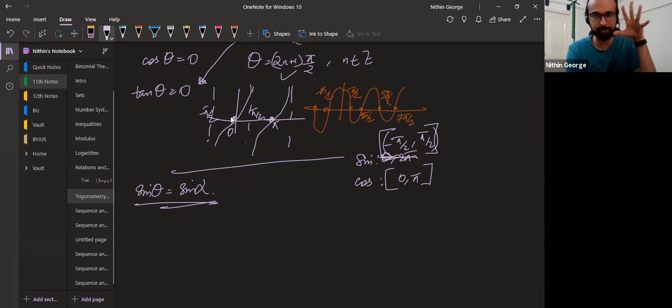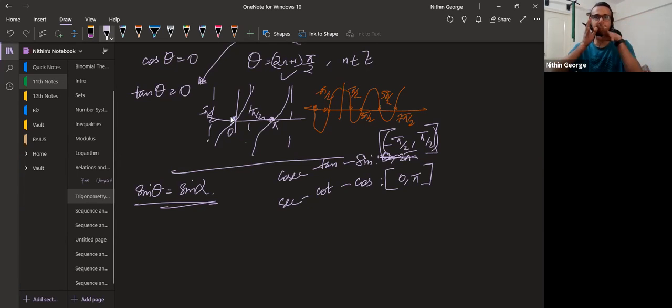So look at functions like this: sine-based functions and cos-based functions. Sine, you'll be taking between minus pi by 2 and plus pi by 2. So sine, tan, then cosec will be taking between minus pi by 2 and plus pi by 2. For cos, cot, and sec, you'll be taking between 0 and pi.